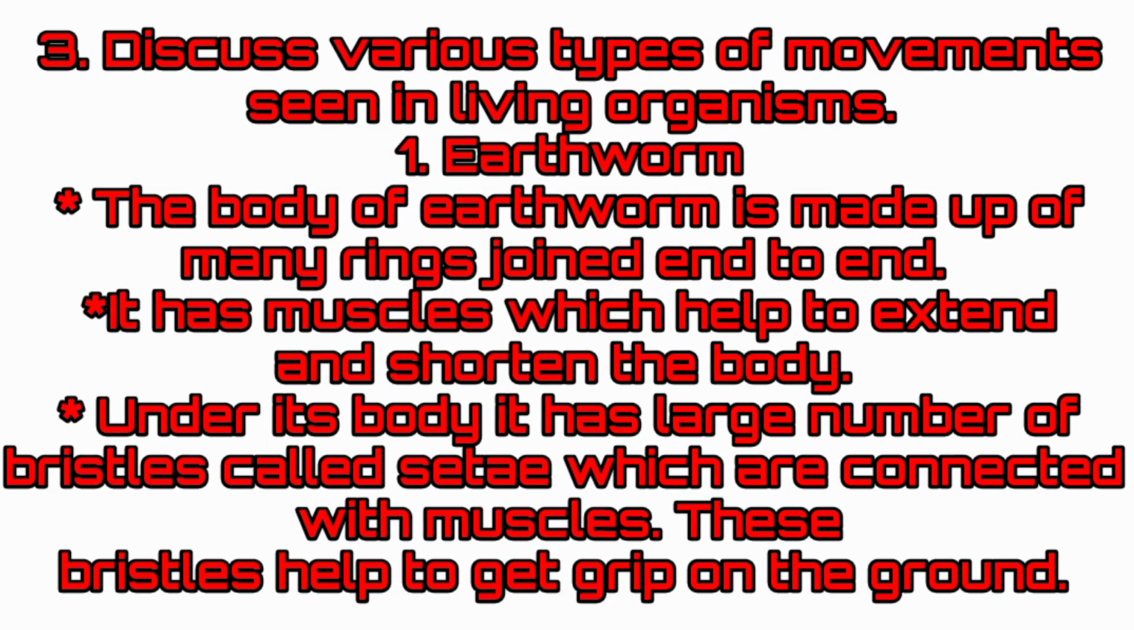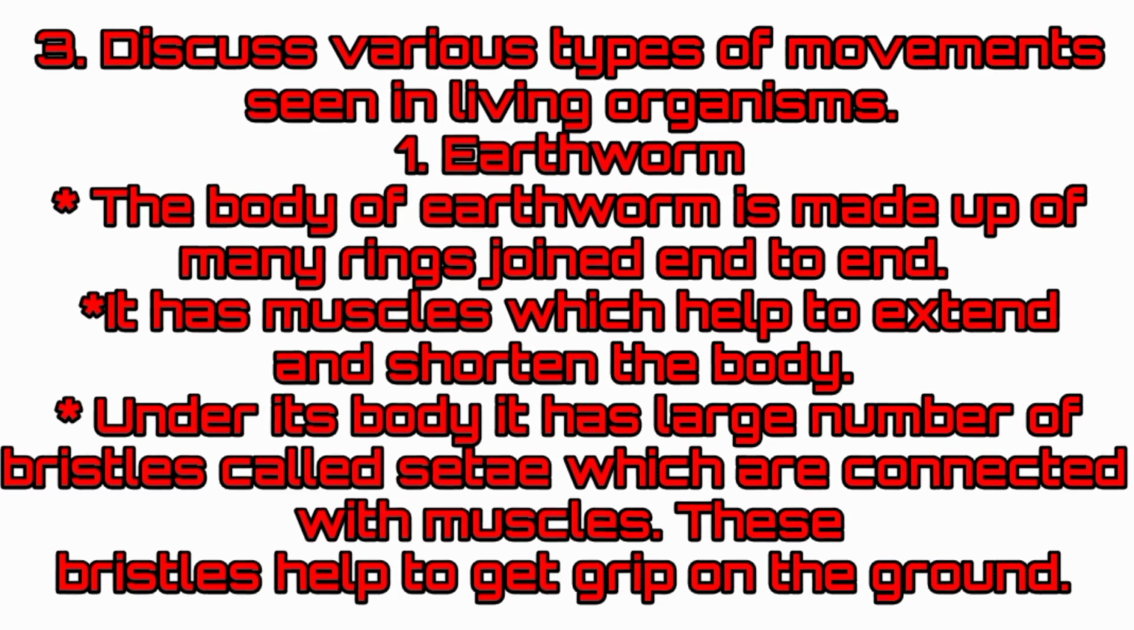Discuss various types of movement seen in living organisms. Earthworm. The body of earthworm is made up of many rings joined end to end. It has muscles which help to extend and shorten the body. Under its body has a large number of bristles called setae which are connected with the muscles. These bristles help to get grip on the ground.